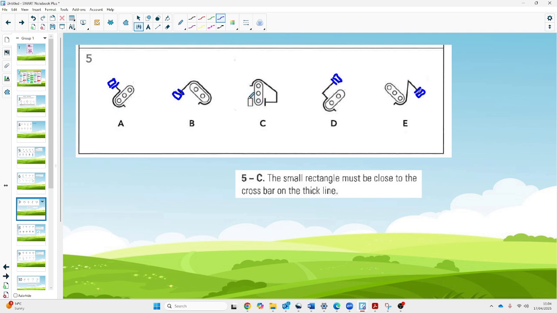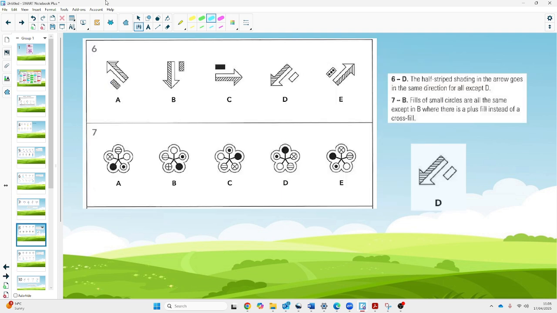You can see C here, you've got the rectangle over here, but then you've got the crossbar on the other side. So the answer to that one should be C. I'll just highlight that so you can see. And let's move on now to question 6.